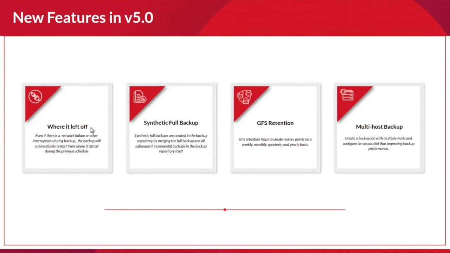If there is any interruption during the data transfer, we'll close the connection, and in the next successful schedule, it will send only from where the previous backup schedule left off. Okay. So that is the block-level resume feature.